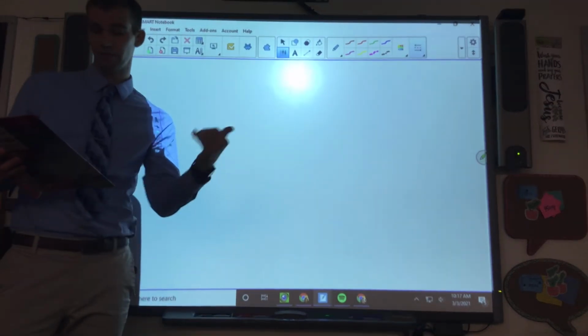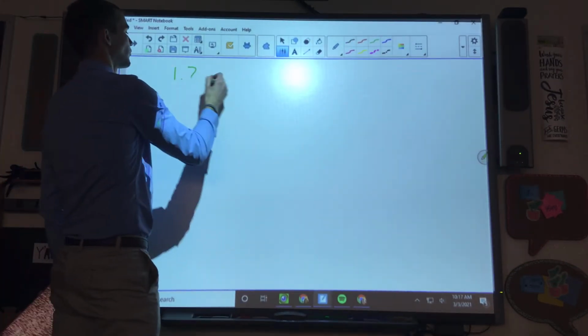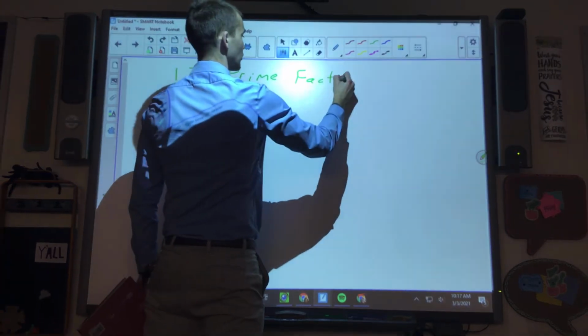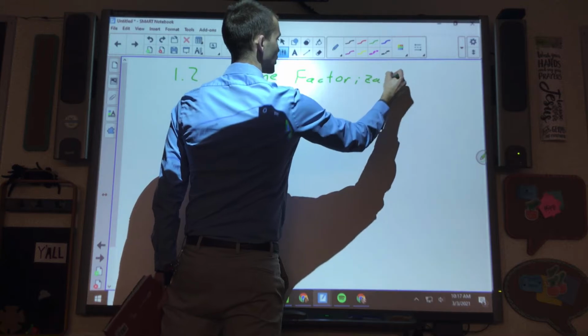Okay, page 16. 1.2. Prime factorization.